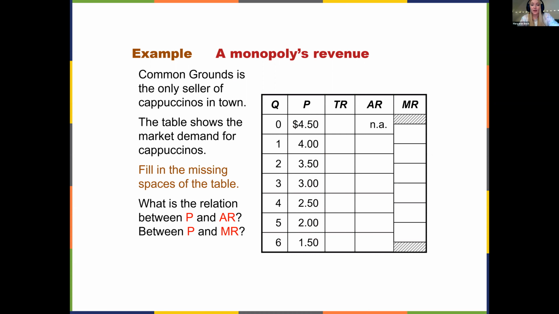With this example, I asked you to fill in the missing spaces of the table and find the relationship between price and average revenue and between price and marginal revenue. The relationship between price and marginal revenue is the one that I really want you to focus on. Filling out this table should be relatively straightforward if we remember all of the different definitions that we learned from the last exam and in the previous chapter.